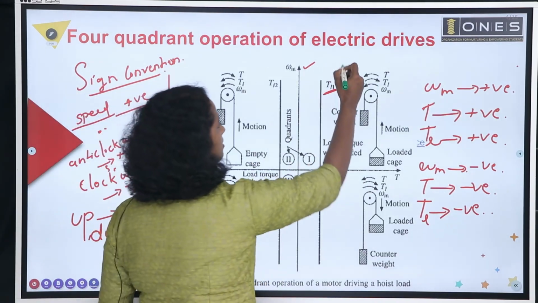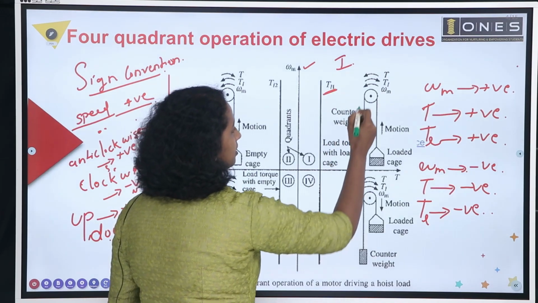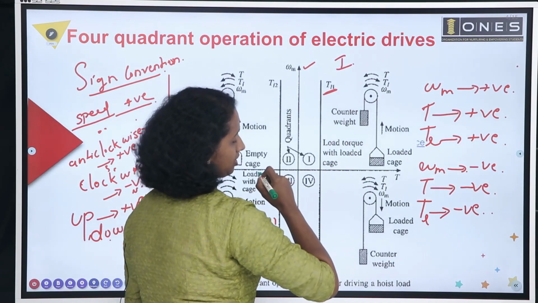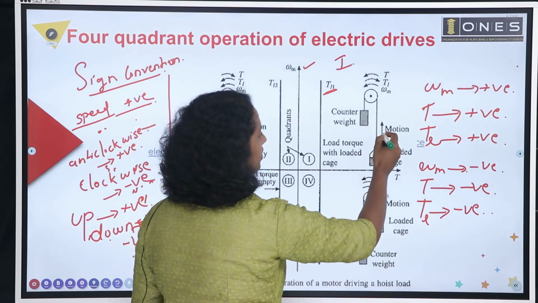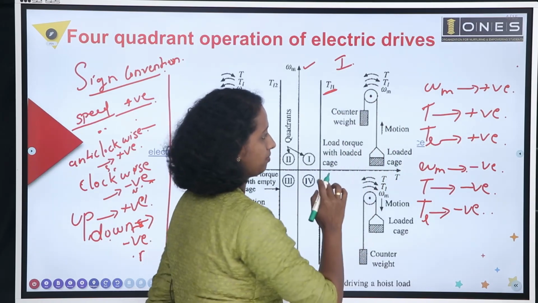First quadrant, this is the load characteristics TL1. The motor has to overcome this load characteristics. In the first quadrant, the loaded cage is moving up. നമുക്ക് ഈ loaded cage നെ മുകളിലേക്ക് പൊക്കണം.